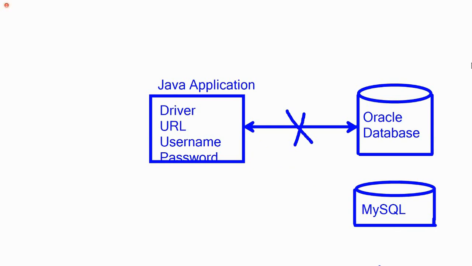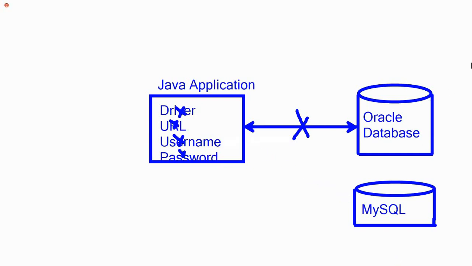Then the difference is that the driver, URL, username, and password are different for every database. So you need to modify this driver, this URL, username, and password. These are connected to Oracle. We have to remove them and write the MySQL ones. Then a connection is established with MySQL.